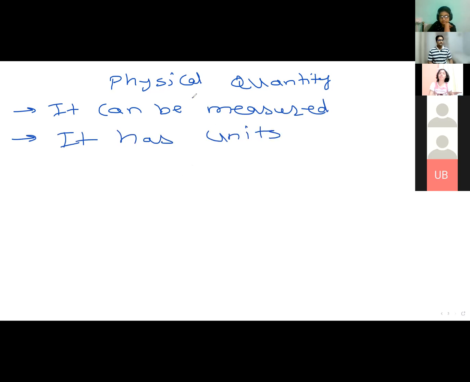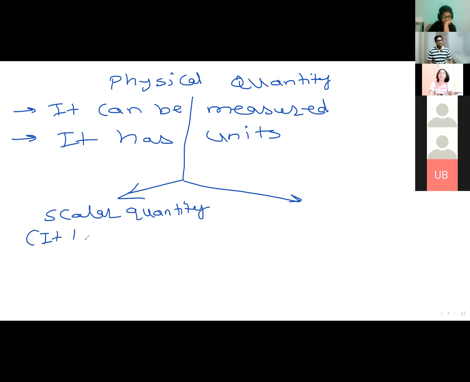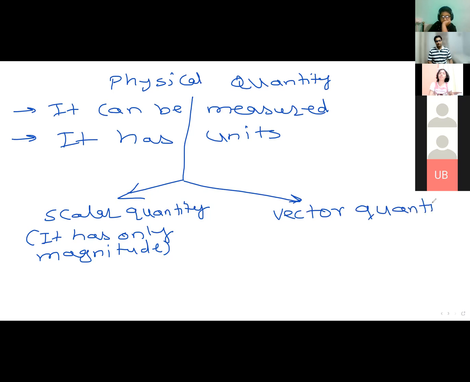Now, physical quantity is of two types. Please understand. One is a scalar quantity. Scalar quantity means it has only magnitude. A vector quantity has magnitude and direction. Let me explain, don't worry. It has magnitude as well as direction.